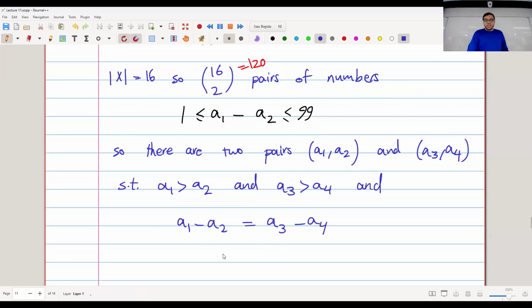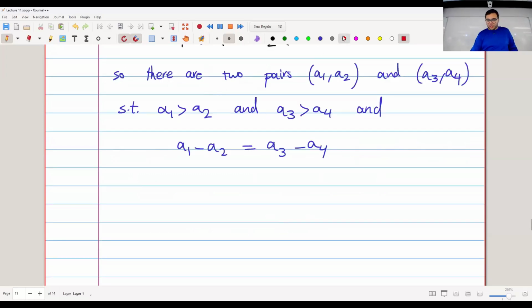But this doesn't mean that A1 and A3 are different, or A2 and A3 are different. Okay? Can A1 and A3 be the same? No, because if A1 is the same as A3, then A2 is the same as A4, and the 2 pairs are not different, they're the same pair. But I can be unlucky and A2 can be equal to A3. Okay, just imagine something like this.